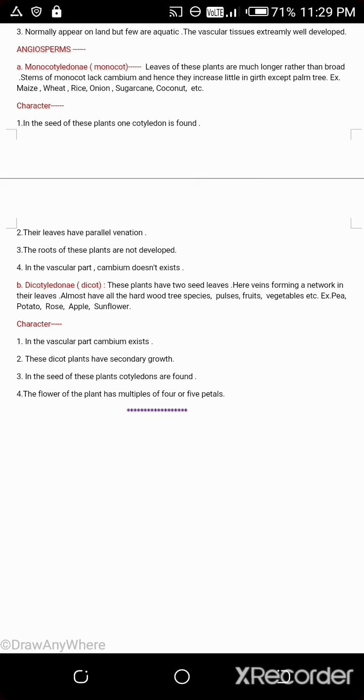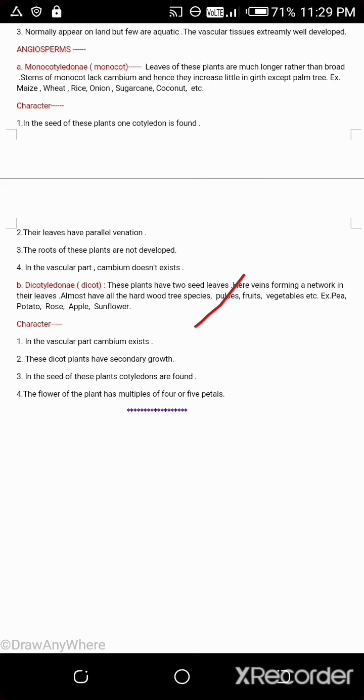Now, dicot plants or dicotyledons. These plants have 2 seed leaves. Here veins form a network in their leaves. Almost all hardwood trees, species, pulses, fruits, vegetables, etc. are included. For example, pea, potato, rose, apple, sunflower.